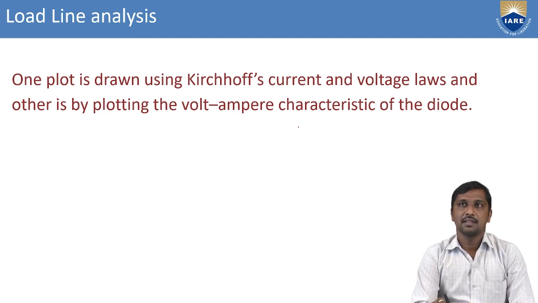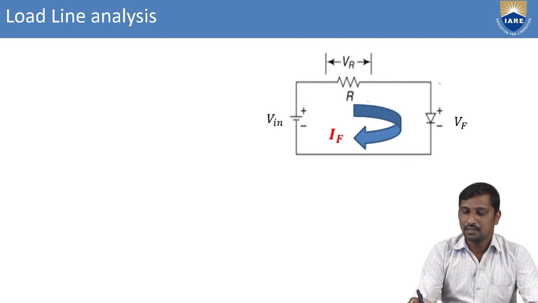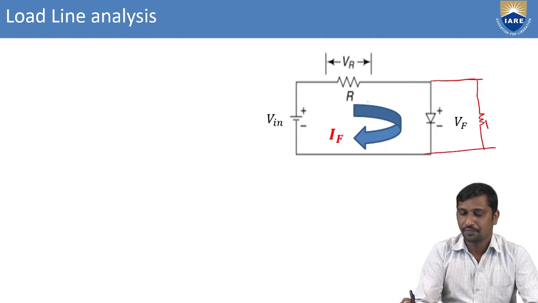For this case, I am going to consider this network, and here I am going to make the load resistance RL, and across this RL I am going to find out the output voltage, and it should be made as a ground.